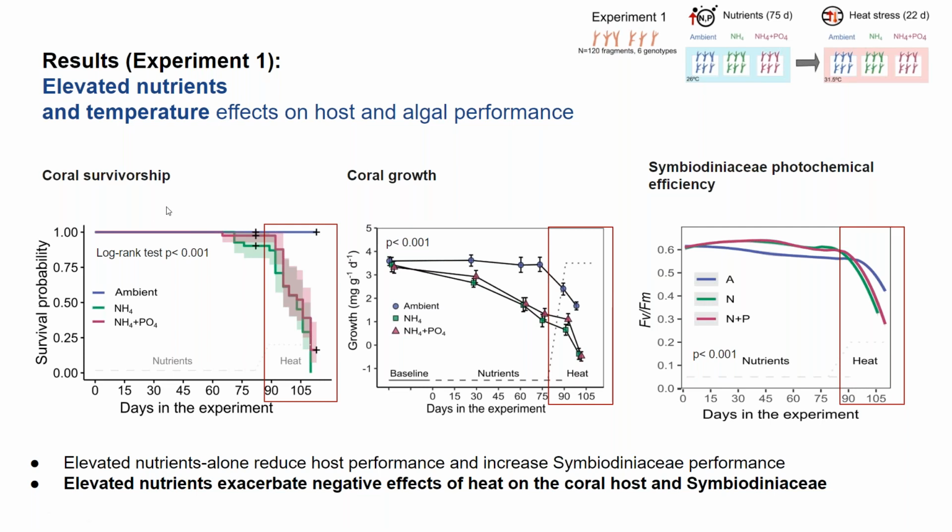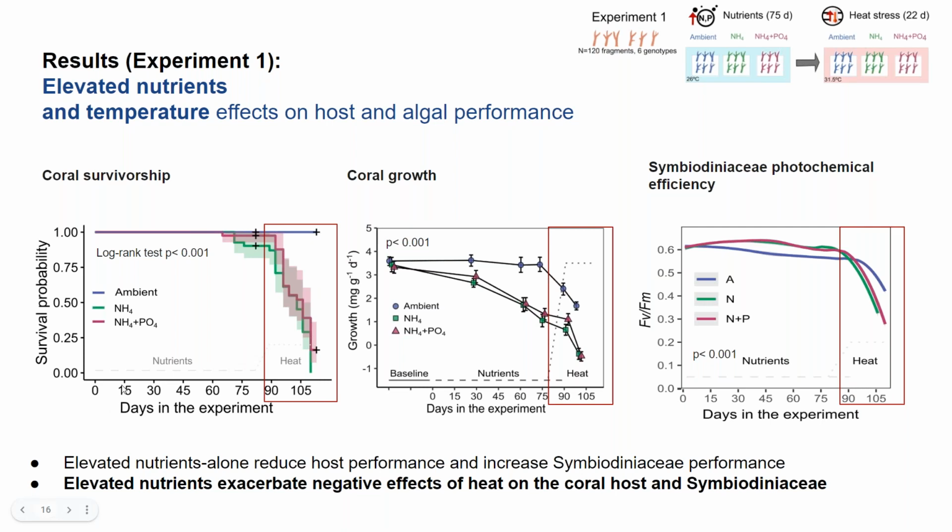So here I am presenting the effects of pre-exposure to elevated nutrients followed by heat stress. In all of these 3 metrics, coral survivorship, coral growth, and photochemical efficiency of the symbionts, big numbers are good, lower numbers are bad. We have in the colors the different nutrient treatments. Blue is ambient, green is ammonium, red is ammonium plus phosphate. And in the red frames, I am highlighting the time in which the corals were exposed to high temperature.